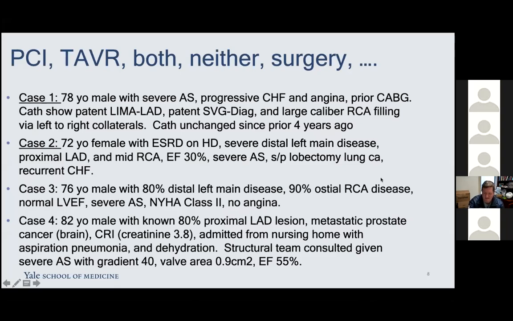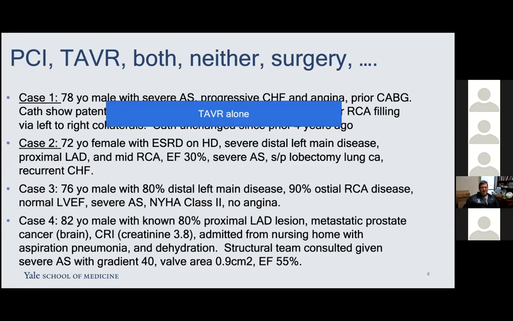So whether to, I mean, your options are PCI, TAVR, both, neither, surgery, etc. I would go with TAVR, and leave the RCA alone. I think that's an RCA CTO alone. I think that's certainly the right call in that patient there.